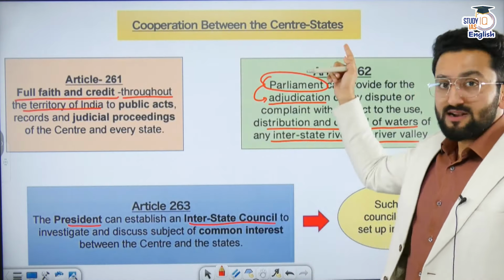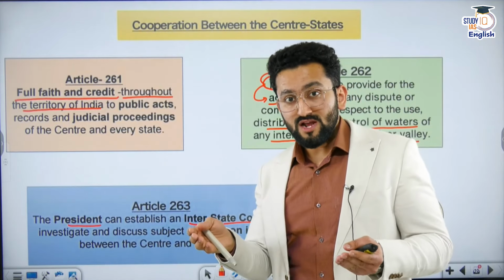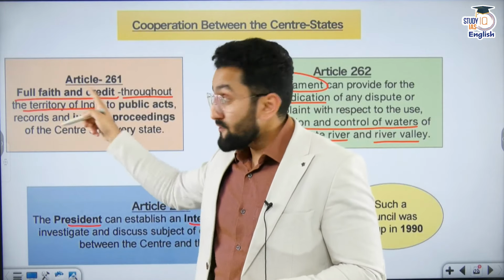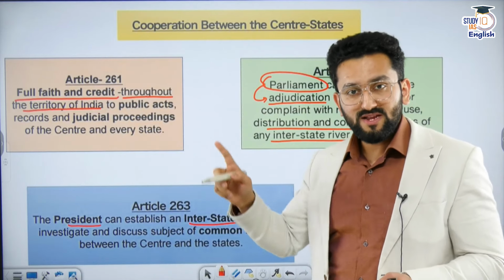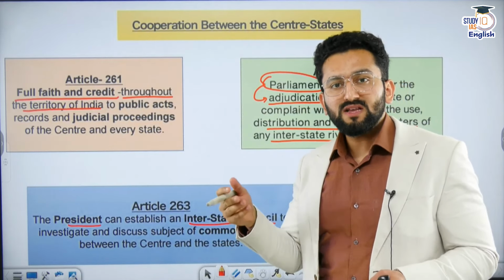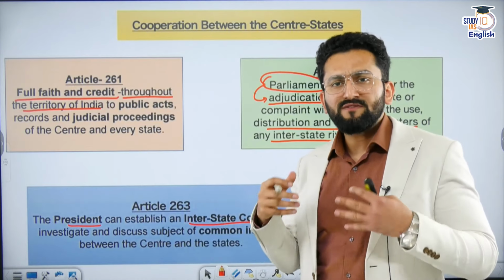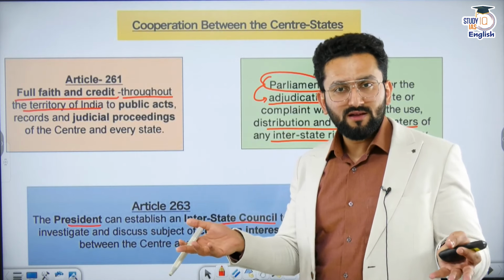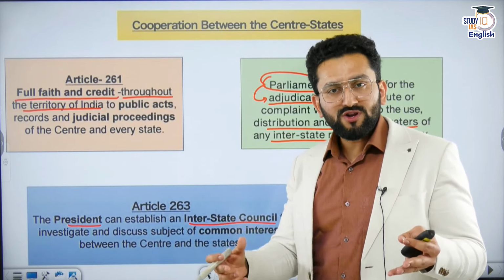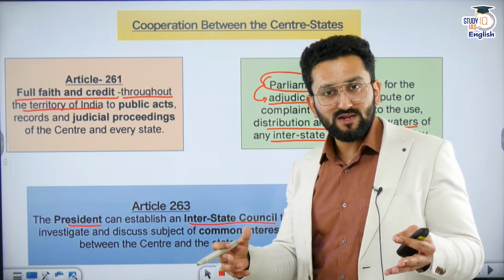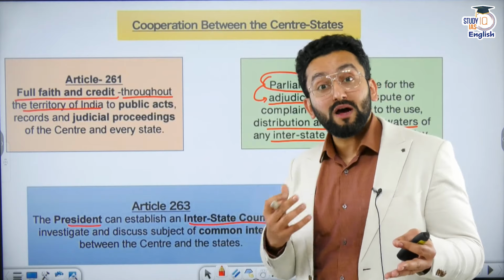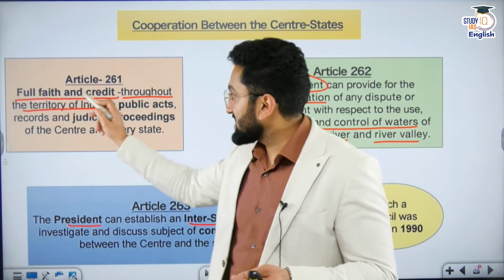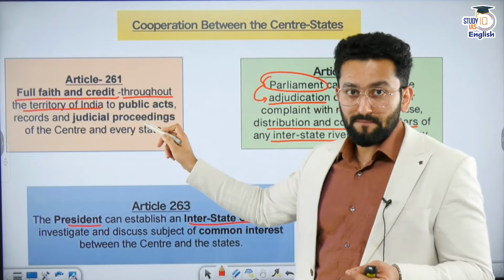Now, cooperation between center and state. As I told you, with respect to executive relations, cooperation is necessary, right? So there's Article 261. It says full faith and credit. It means whether there's a law made by center or a law made by state, because even if a law is made by center, execution is going to be done in one or other state, then don't you think that the executive machinery of state has to respect the implementation of this law which is made by Parliament, right? And this can only happen when there is full faith and credit throughout the whole territory of India, right?